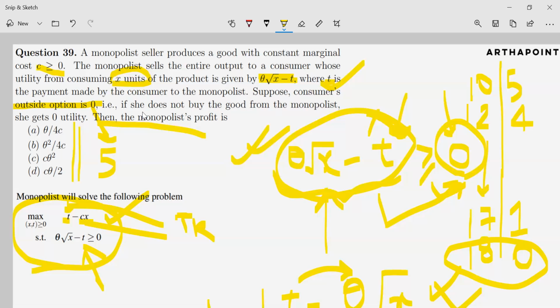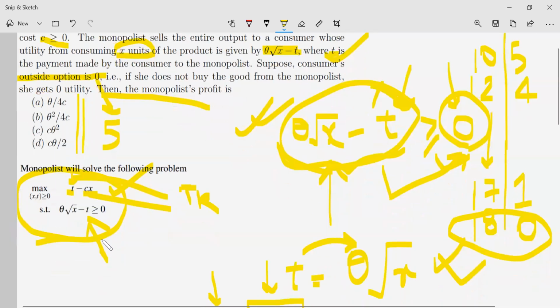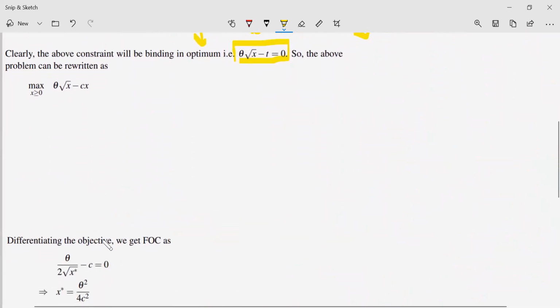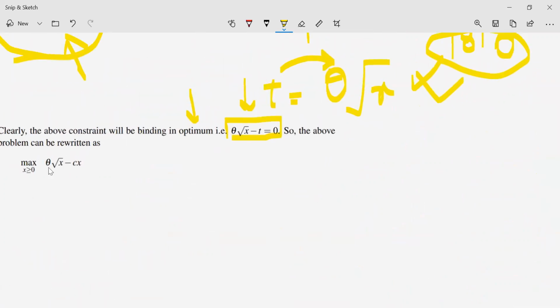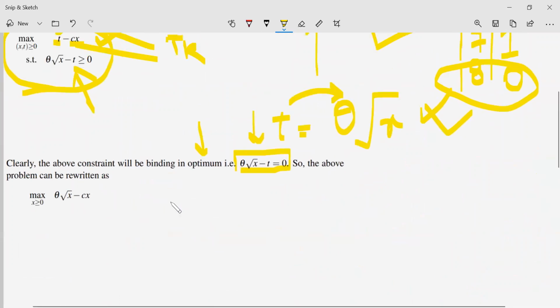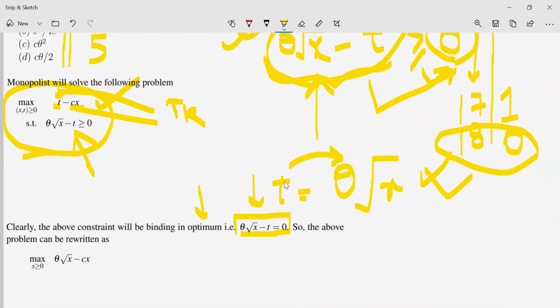Is that okay? So this point is clear, that the constraint has to be binding, in the sense that I will exactly equate it to 0, because I want to charge more and more price. I want to charge a price as high as possible. So, once I do that, my constraint is theta root x minus t is equal to 0. So, t becomes theta root x. Once t becomes theta root x, I replace it in the function that I have to maximize. And after replacing, I get this.